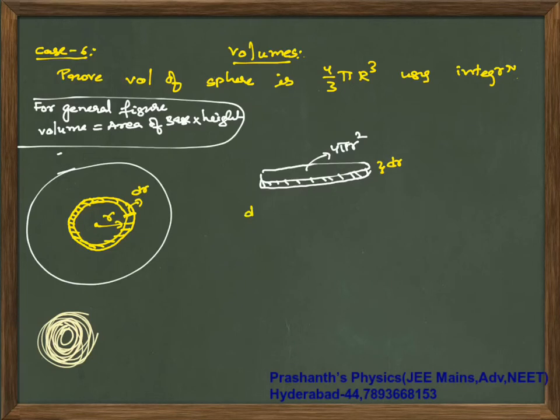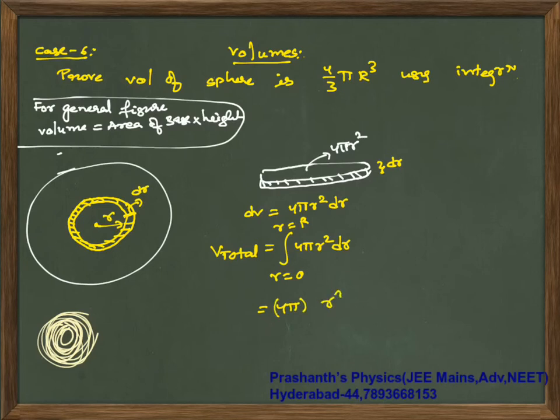So here for this small shell, your surface area is 4 pi r square and width is dr. So small volume dV is area of base into height. So 4 pi r square dr. So total volume is the integral of 4 pi r square dr from r equal to 0 to r equal to capital R. So that will give you 4 pi times r cube by 3, lower limit 0 to upper limit R. So that is going to give you 4 by 3 pi R cube.